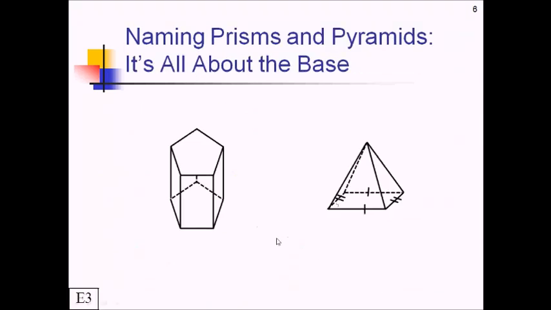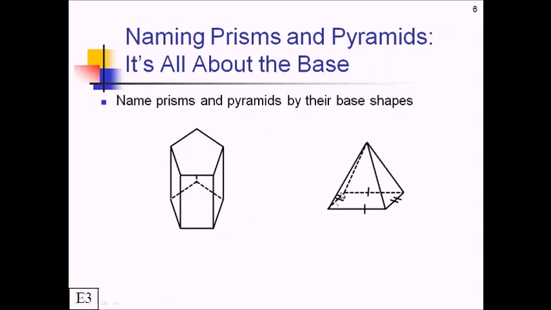Let's talk briefly about naming prisms and pyramids. It's all about the base, and it really is. We always name these 2 kinds of shapes based on their base shapes. So this first one, first off, is it a prism or a pyramid? Well, we've got 2 parallel bases, so that's a prism, and since the bases are pentagons, that means this is a pentagonal prism.